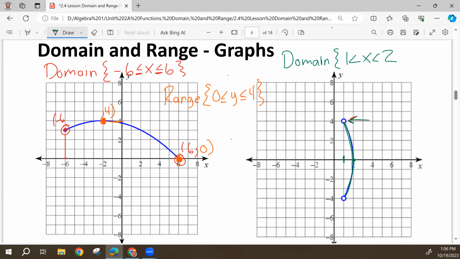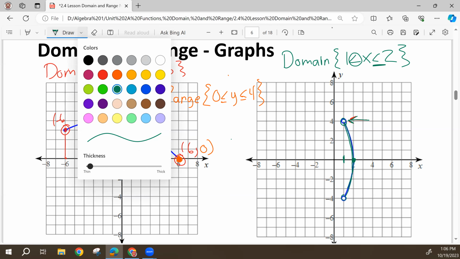I have a point here that has an x value of 2, so I can put my little equals to underneath. But my points that have x values of 1 are open circles, so I'm not going to put the little line underneath the inequality between 1 and x. And then I'll look at my range.